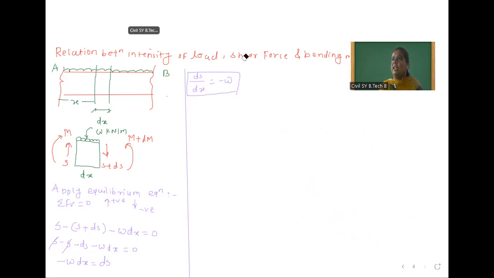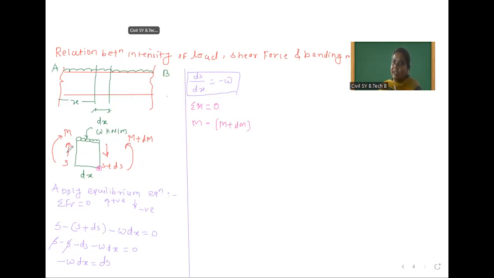Okay, so our second condition is summation of moment at any point is equal to 0. We will take moment at this point. This M is clockwise. After that, this M plus dM is anti-clockwise, so minus (M plus dM).